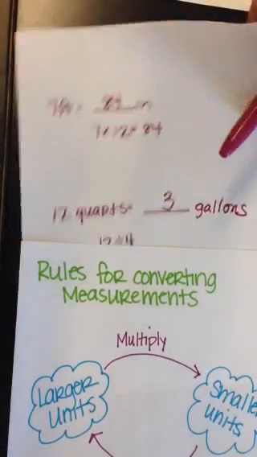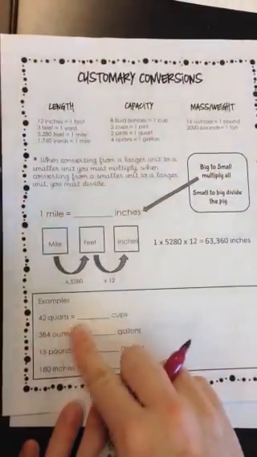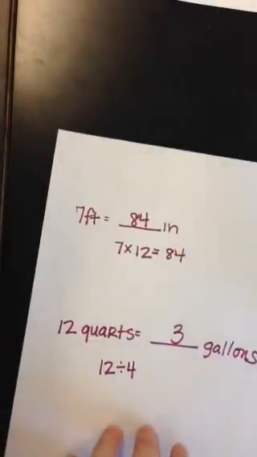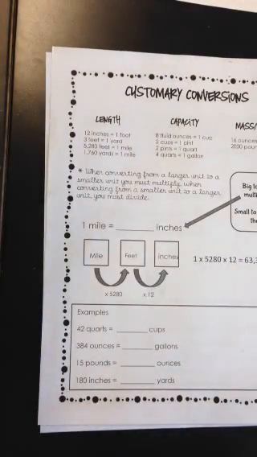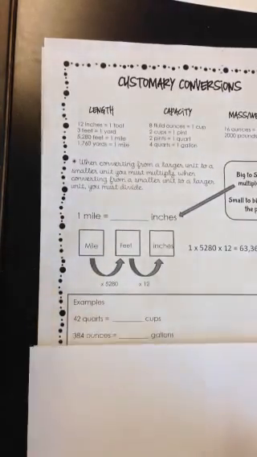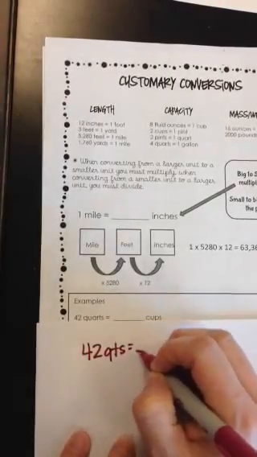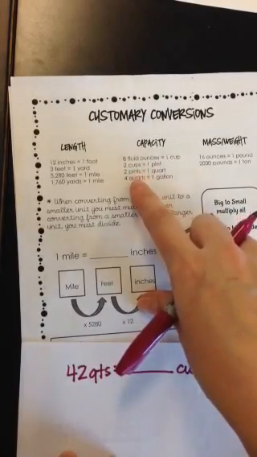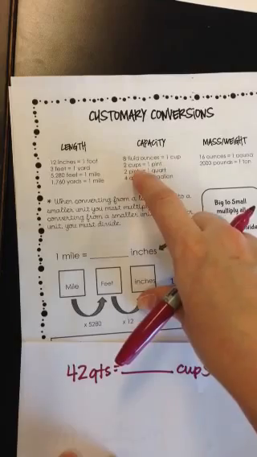Sometimes, however, just like the example on your paper, the 42 quarts into cups, sometimes that's not just one conversion over. So let's take a look at that together. And we have 42 quarts, and we want to change it, and we want to know how many cups that is. Well, if we look at our conversions up here, if I have quarts to cups, we don't have a conversion. So I'm going to first have to change it into pints.